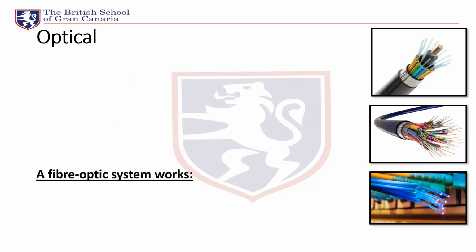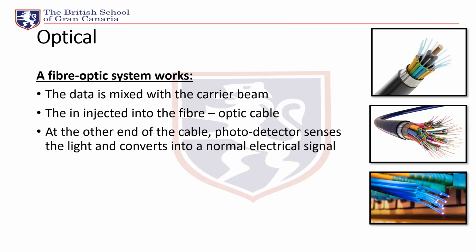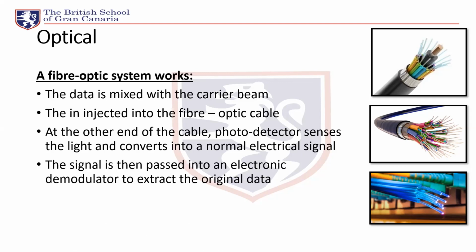So now this is how it works. The data is mixed with a carrier beam, and then it's injected into the fibre optic cable. And then at the other end of the cable, the photo detector senses the light and converts it into a normal electrical signal. Okay, so the signal is then passed on to an electric demodulator, and then that extracts the original data. Okay, so fibre optic has come along, so it doesn't have the problem with electrical interference, and it works incredibly well.